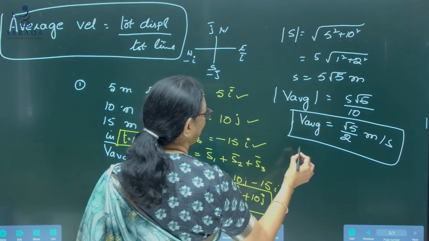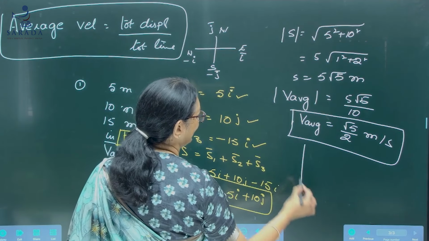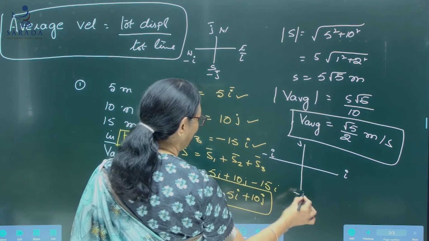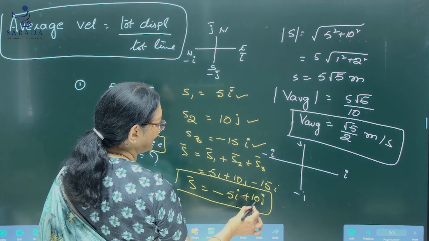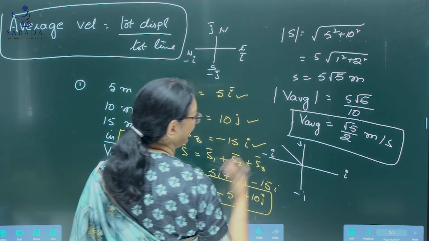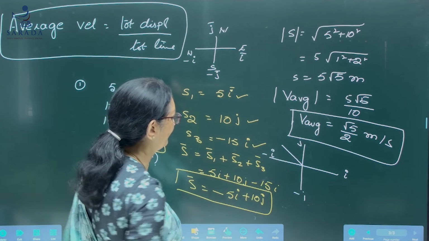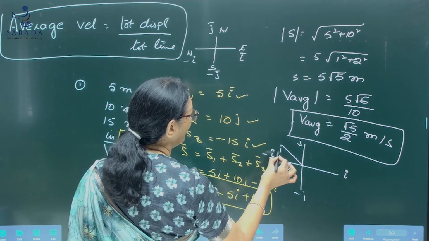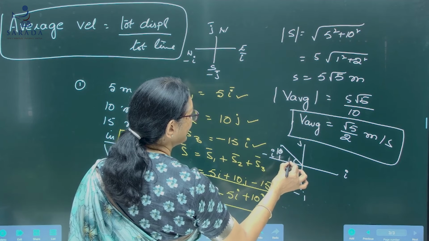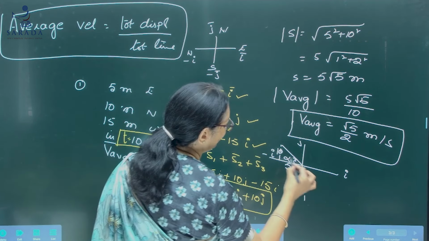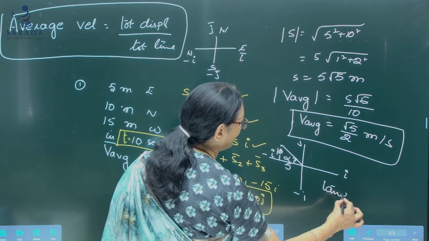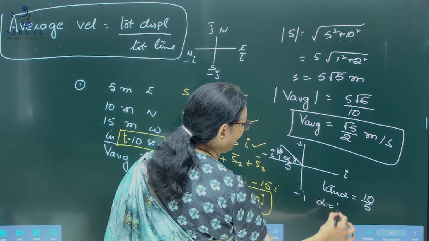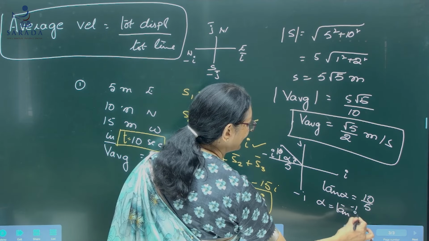Look here, I am writing it once again. This one, I am representing it on this diagram. This is i, minus i, j, minus j. Minus 5i plus 10j lies in the second quadrant. So, x component is 5 and y component is 10. So, this is alpha. From that, tan alpha is equal to opposite side by adjacent side, which implies alpha is equal to tan inverse 2.